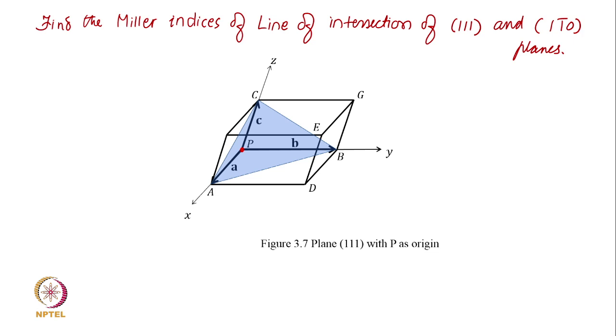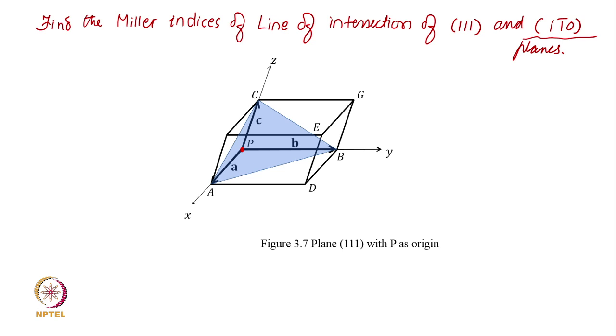So, draw both the planes. One plane is already drawn for you, and in the same unit cell, draw another plane, that is 1 1 bar 0. You already saw that plane in the previous one. You can try to draw this here, and then try to observe what is the common direction.